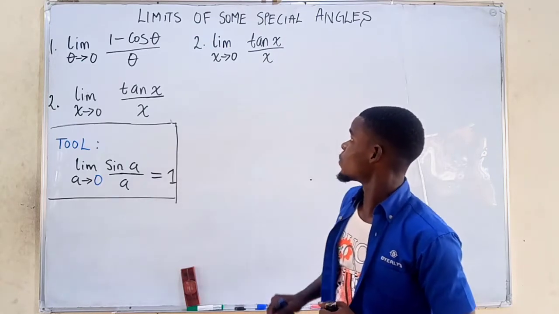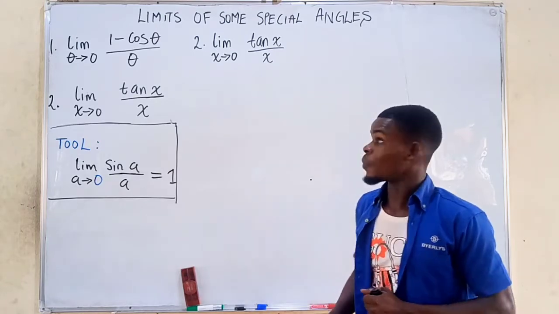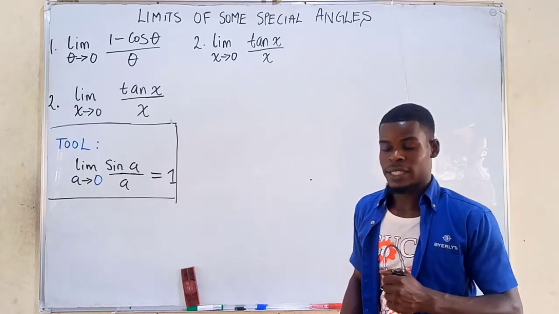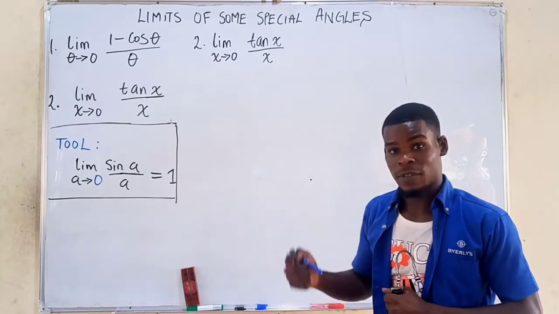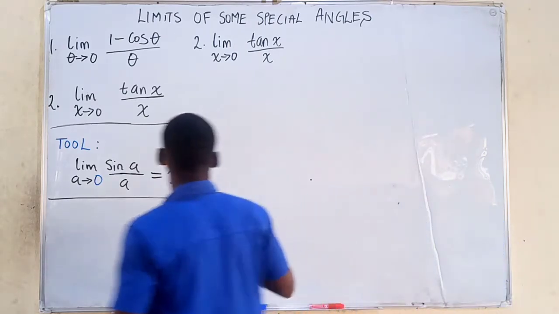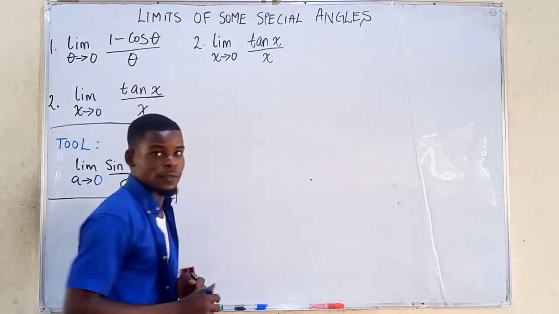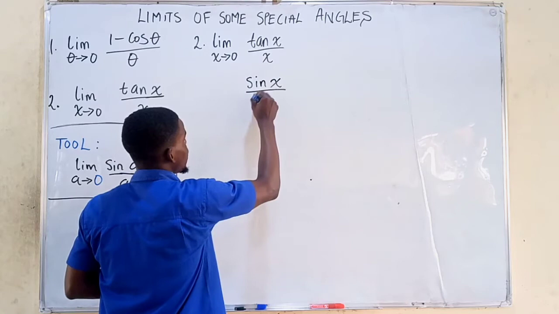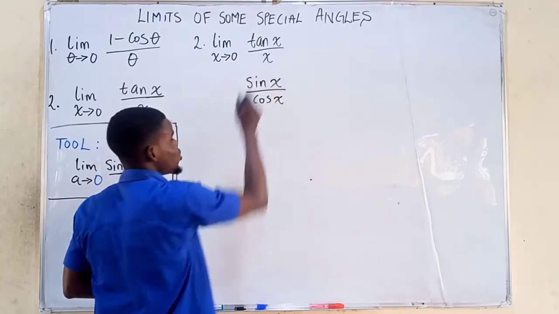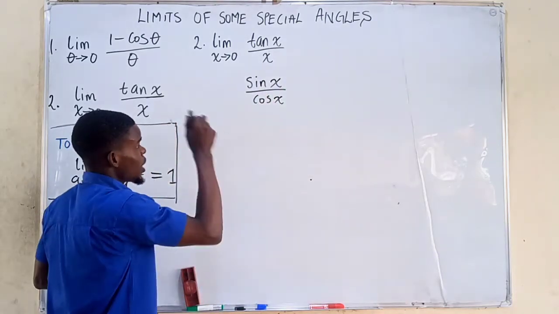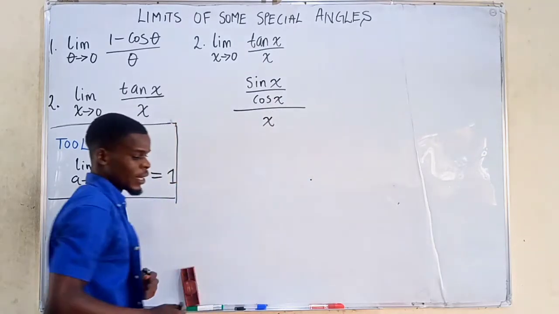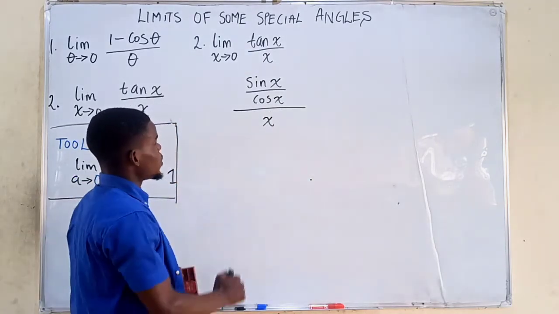So we have the limit of tangent of x over x as x approaches 0. I'm going to write tangent of x in terms of sine and cosine, which is tangent x equals sine x over cosine of x. So let me rewrite the function first, then we take the limit. Sine of x divided by cosine of x, that is just the tangent. And now we have a fraction divided by x. Now this is how we do it.